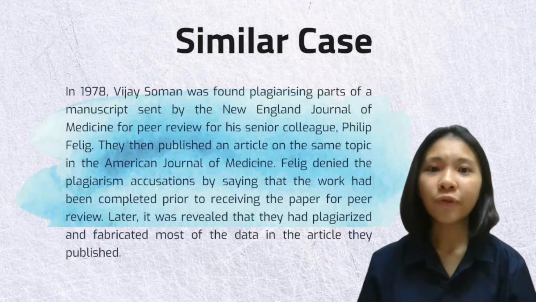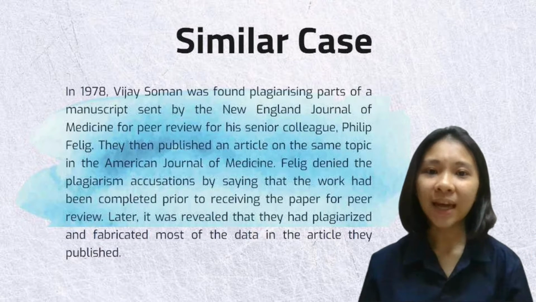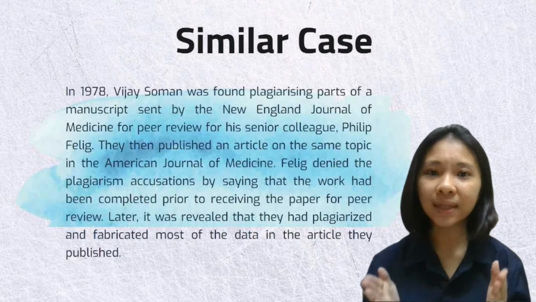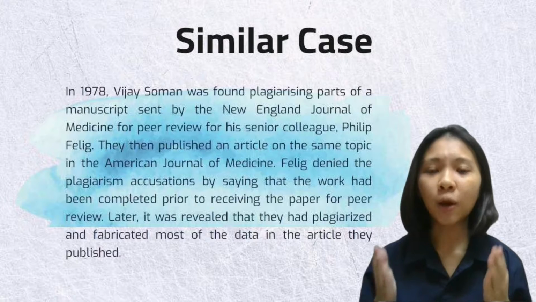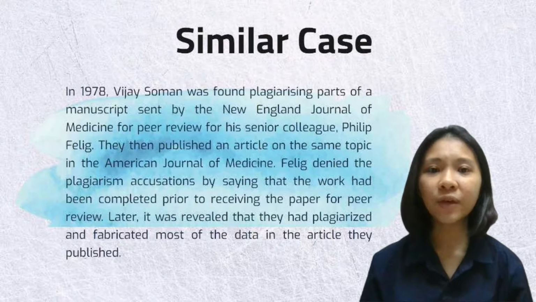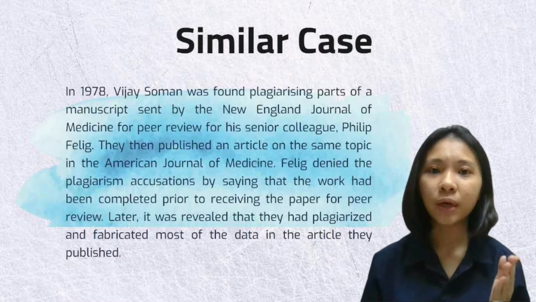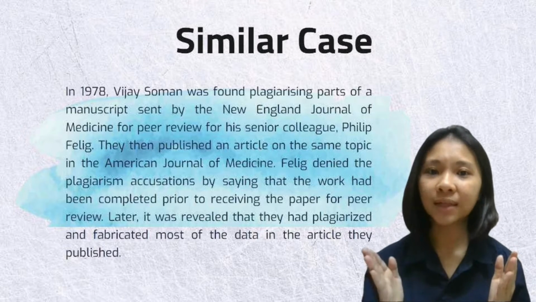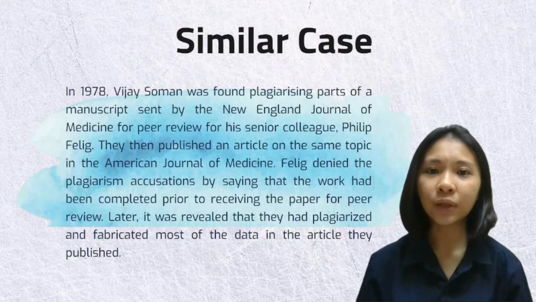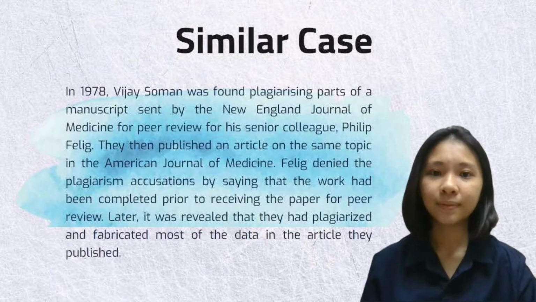For a similar case, in 1978, Vijay Soman was found plagiarizing parts of the manuscript sent by the New England Journal of Medicine for peer review for his senior colleague, Philip Felix. Then, they published an article on the same topic in the American Journal of Medicine. Philip denied the plagiarism accusation by mentioning that they had completed the work prior to receiving the paper for peer review. Later, it was revealed that they had plagiarized and fabricated most of the data in the article they published. Thank you.